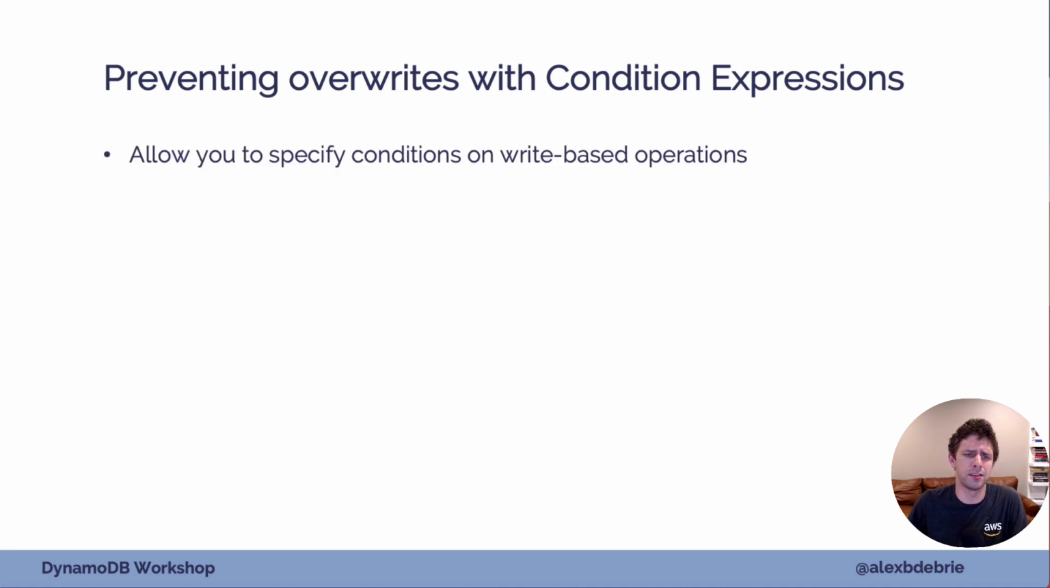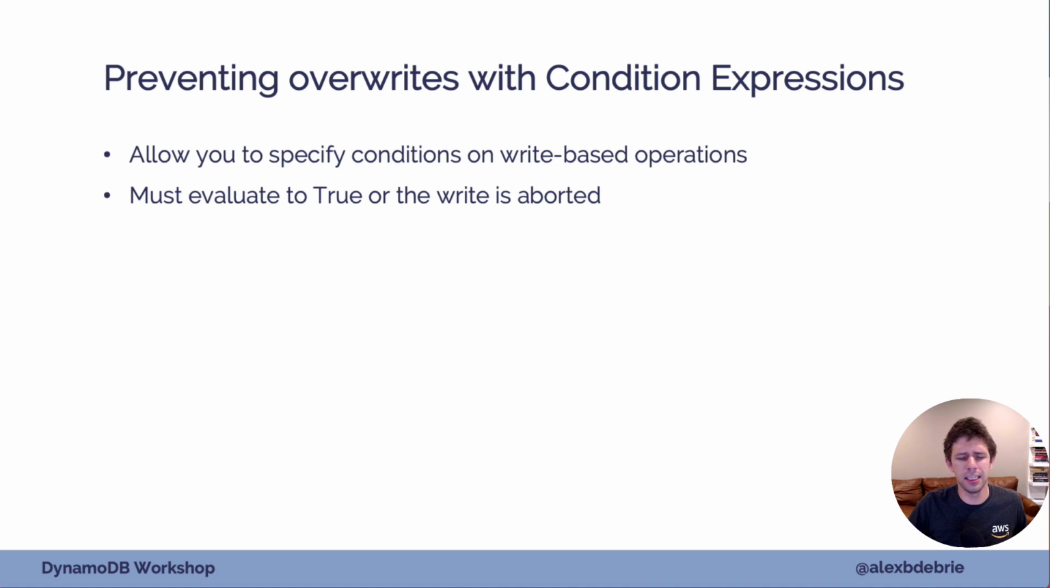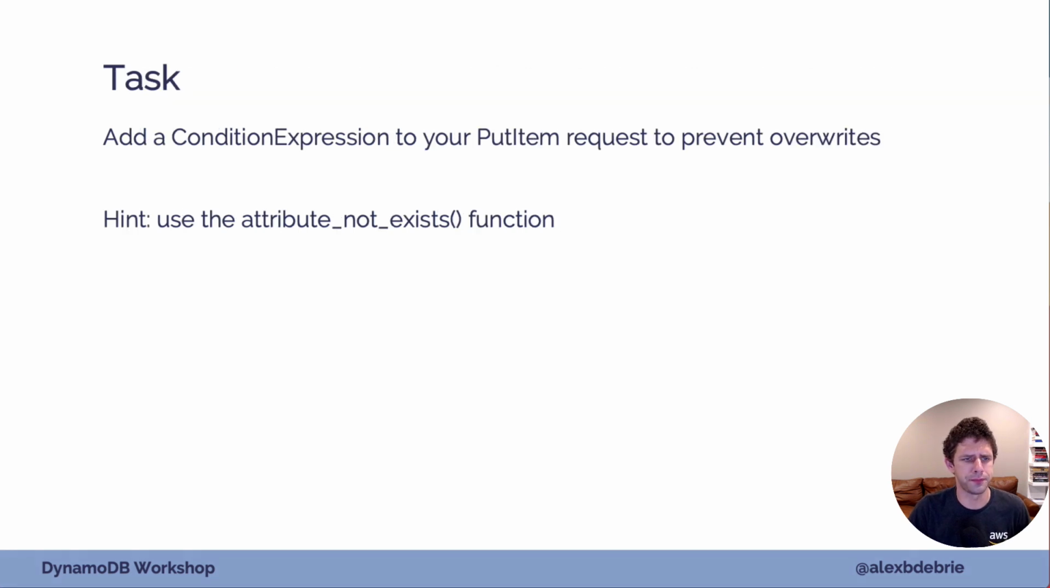What condition expressions allow you to do is specify conditions on your write-based operation. So any write-based operation, whether that's put item, update item, delete item, you can have these conditions that are going to get evaluated as part of your request. That condition expression must evaluate to true or the write itself is aborted. So it's going to look at the condition expression before performing that write. If it evaluates to false, it's going to abort that write and cancel it, send it back to you, and let it know that it failed.